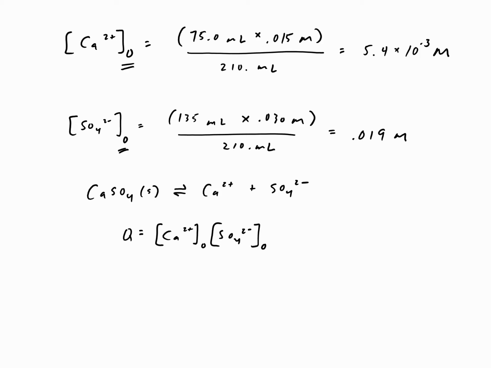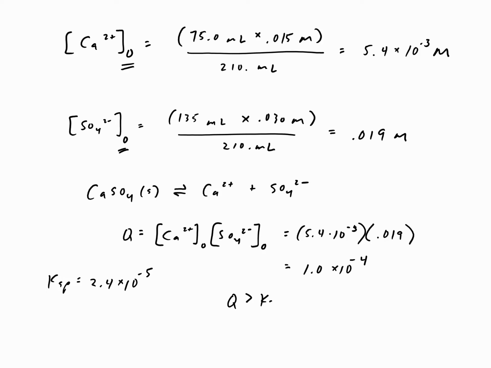Okay, so this is going to be 5.4 times 10 to the negative third times 0.019 molar. And for this, I get 1 times 10 to the negative fourth. And so my KSP was 2.4 times 10 to the negative fifth. So Q is greater than KSP.